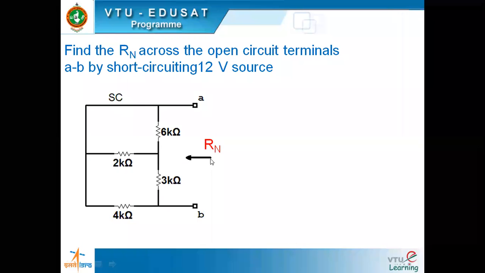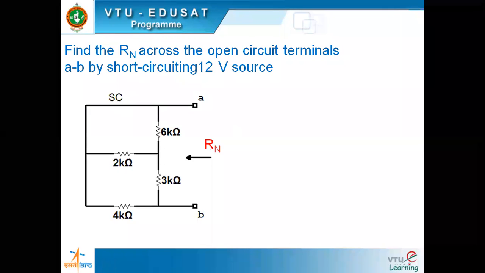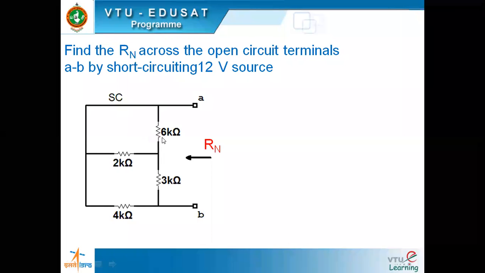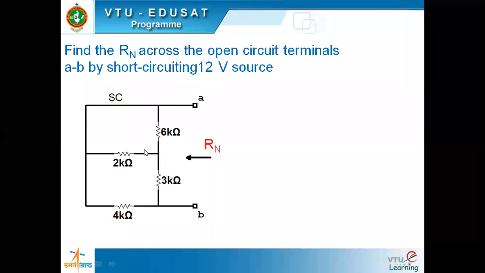Fine. So find out the Norton's resistance, everybody. How to find the Norton's resistance here? It's not looking that easy. You're not finding any resistor in series, any resistor in parallel. See, 6, 2. Oh, 6 and 2 are in parallel. 6k and 2k are in parallel, because this end is also short, the other two ends are also short circuited. So 6k and 2k are in parallel.